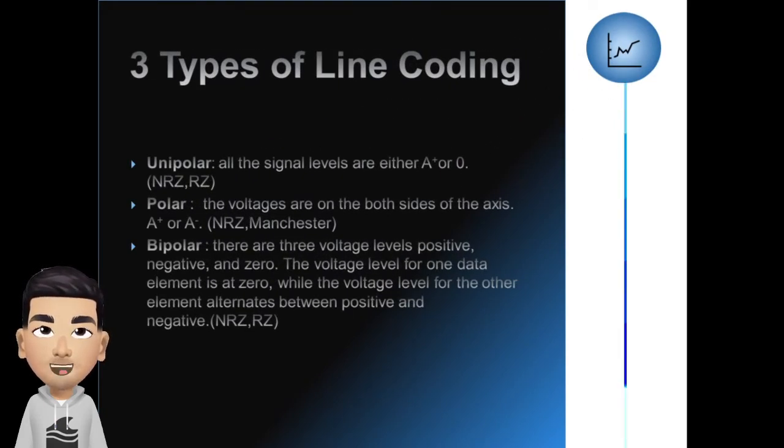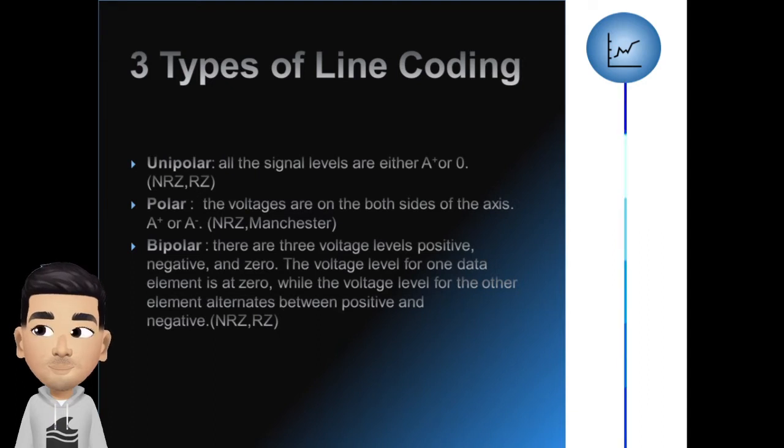Three types of line coding. We have unipolar, polar, and bipolar. Unipolar: all the signal levels are either A positive or 0, which will vary in two forms, NRZ and RZ.